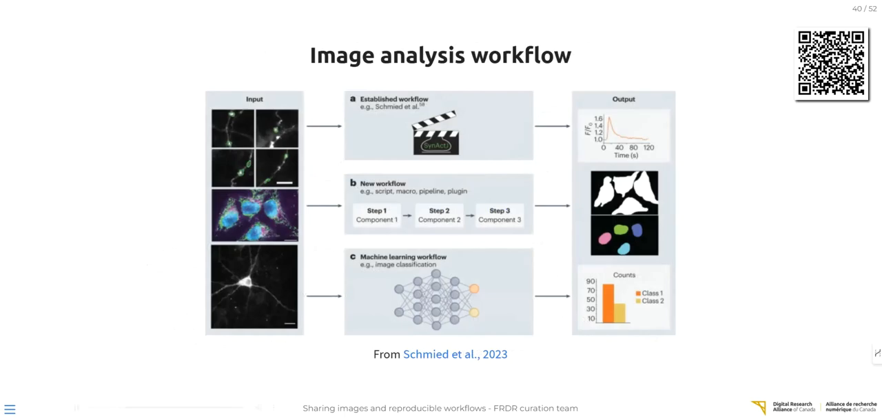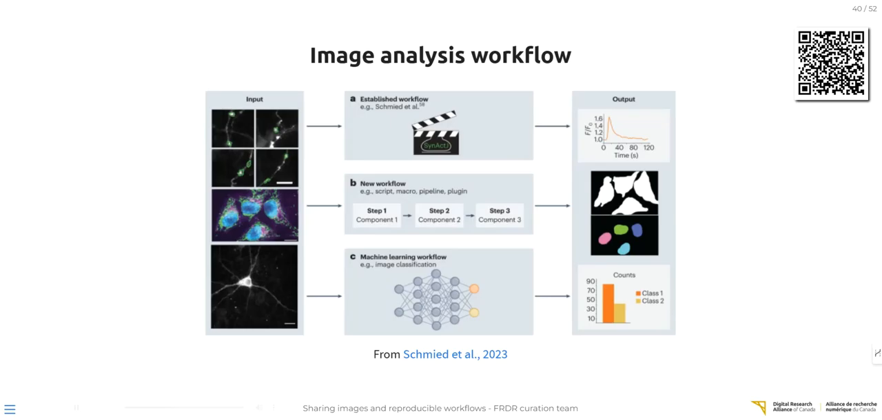This diagram shows 3 common types of image analysis workflows in biological research. On the left, we start with microscopy images. In the middle, we see 3 possible analysis paths. First is an established workflow that uses a predefined tool or plugin. The second option is a custom workflow built by chaining together scripts, macros, or plugins.